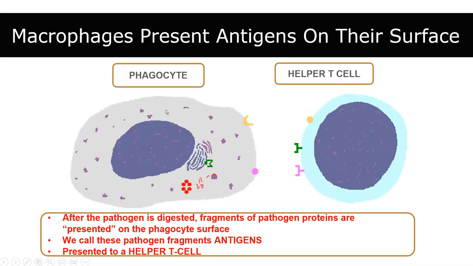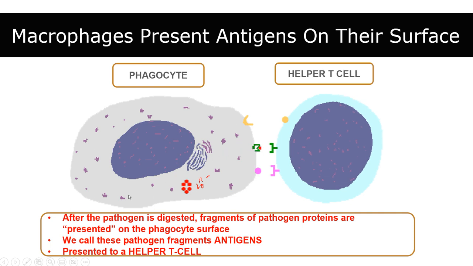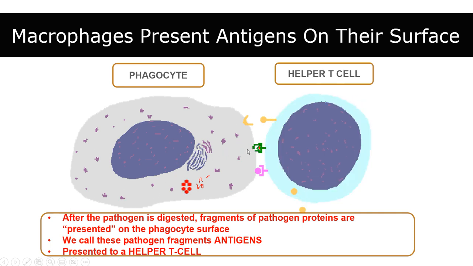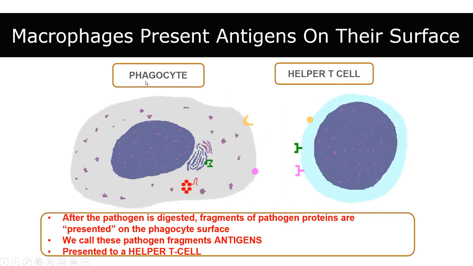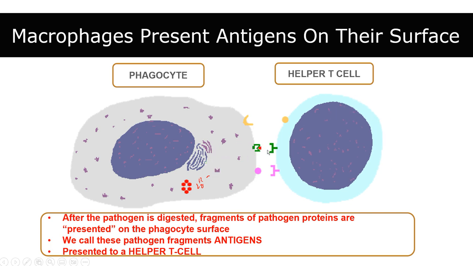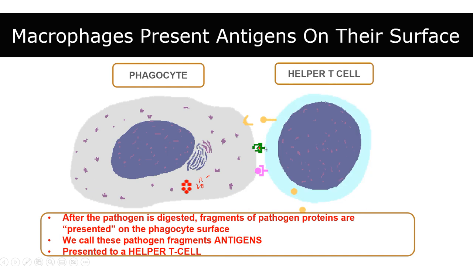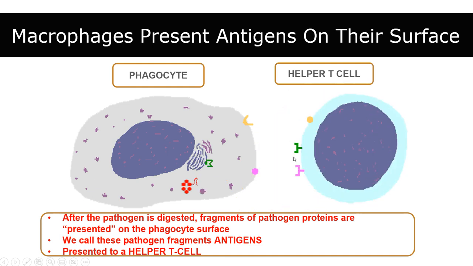So what happens after a phagocyte endocytoses and chews up a pathogen and creates an antigen? Let's wait for the animation to circle back around. So this is our phagocyte. It makes an antigen, and it's presenting that antigen. Who it is presenting the antigen to is a helper T cell. So this is one of our lymphocytes.